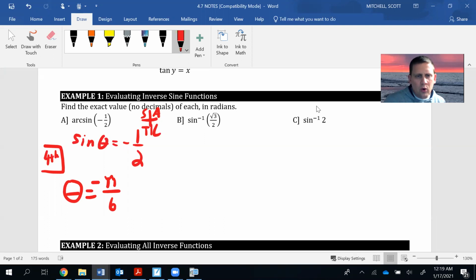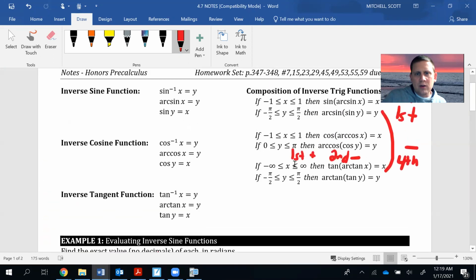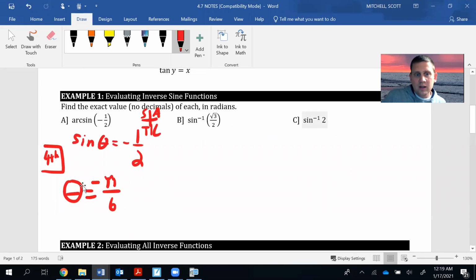We're not rotating the whole way around the circle here. It's not 11 pi over 6, because that wouldn't meet our domain restriction. See, our domain restriction for sine is between negative pi over 2 to pi over 2. Negative 90 to positive 90. So we can't say 11 pi over 6 because it's outside of there, but it's really the same location.